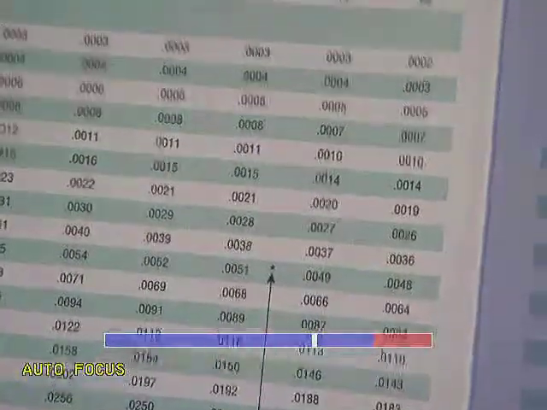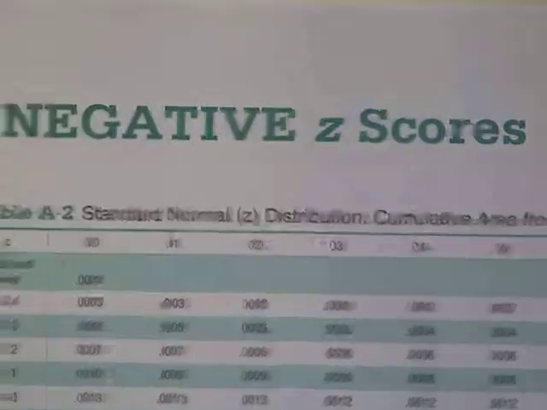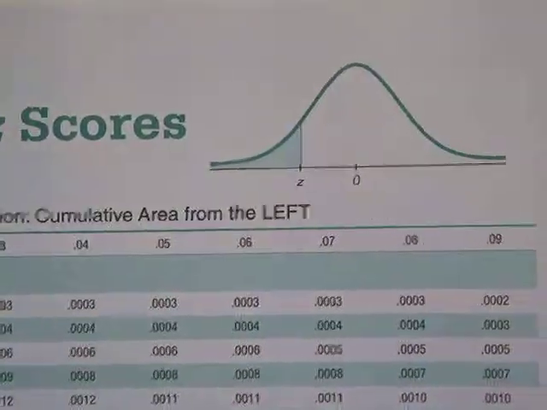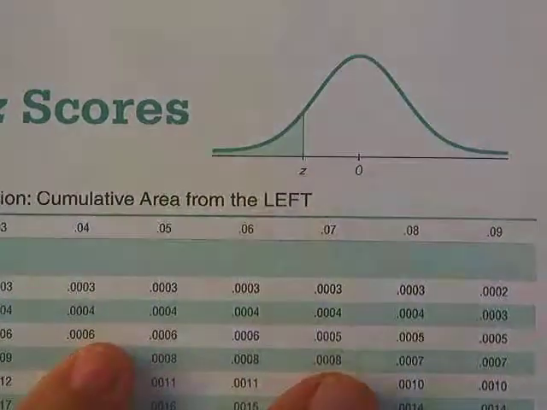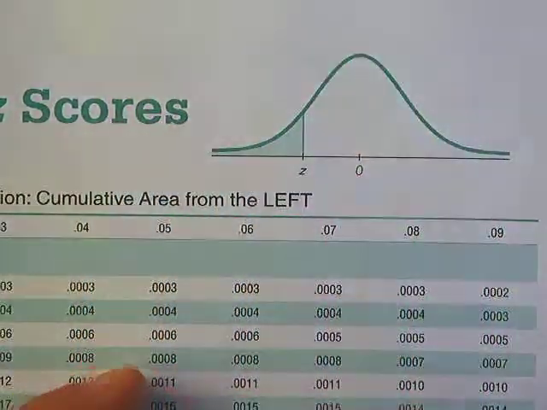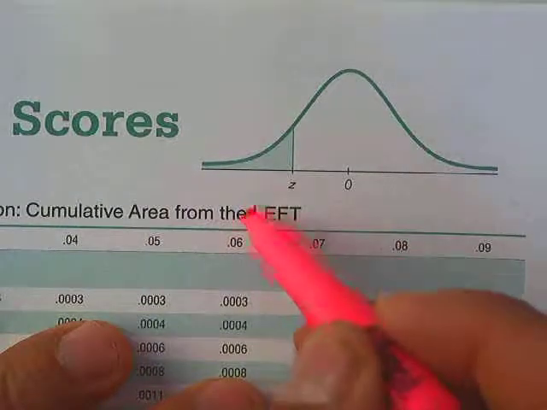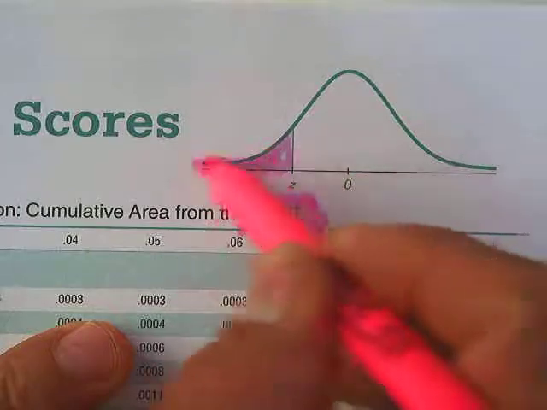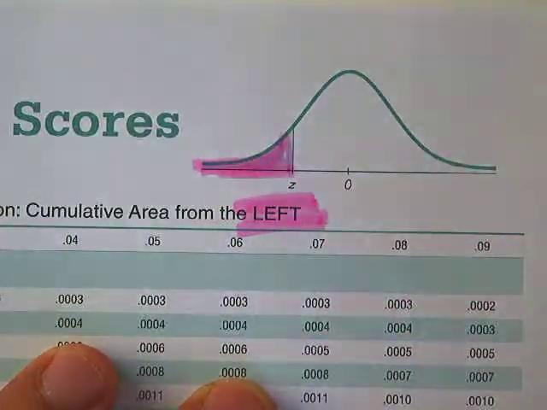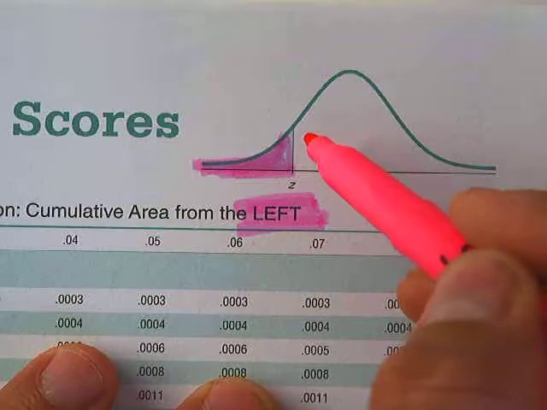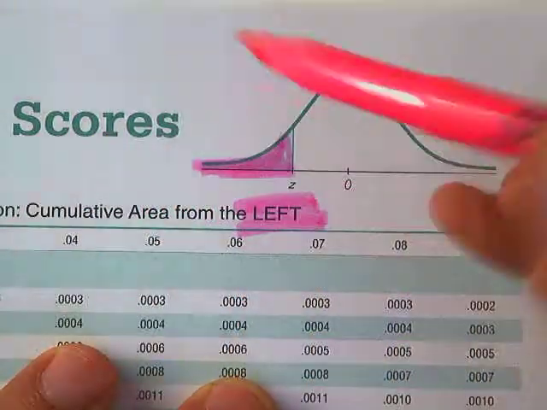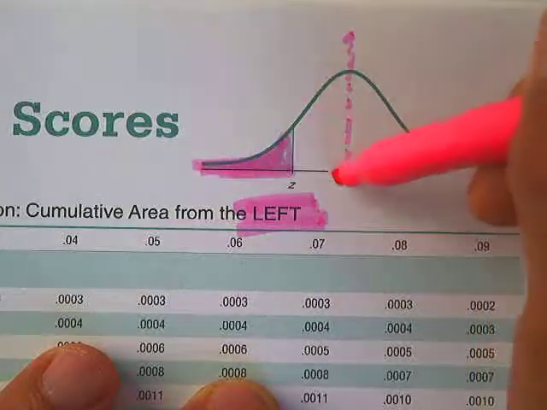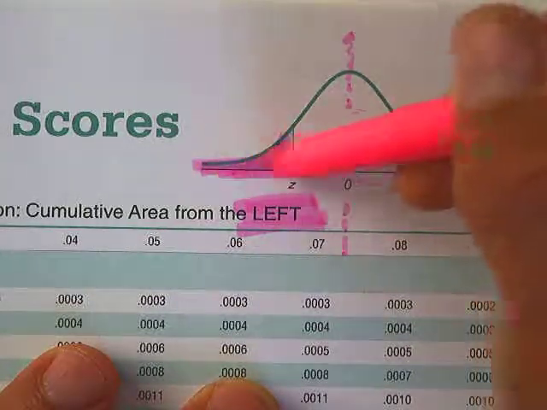I'm going to zoom really up tight, and notice what it says right here. Standard normal distribution, cumulative area from the what? From the left. I'm going to take my handy dandy highlighter and highlight this, which means you should be doing it also. That means it's giving you the area from the left. So that's that area right here. And the z-scores that are negative are to the left of this 0 right here.